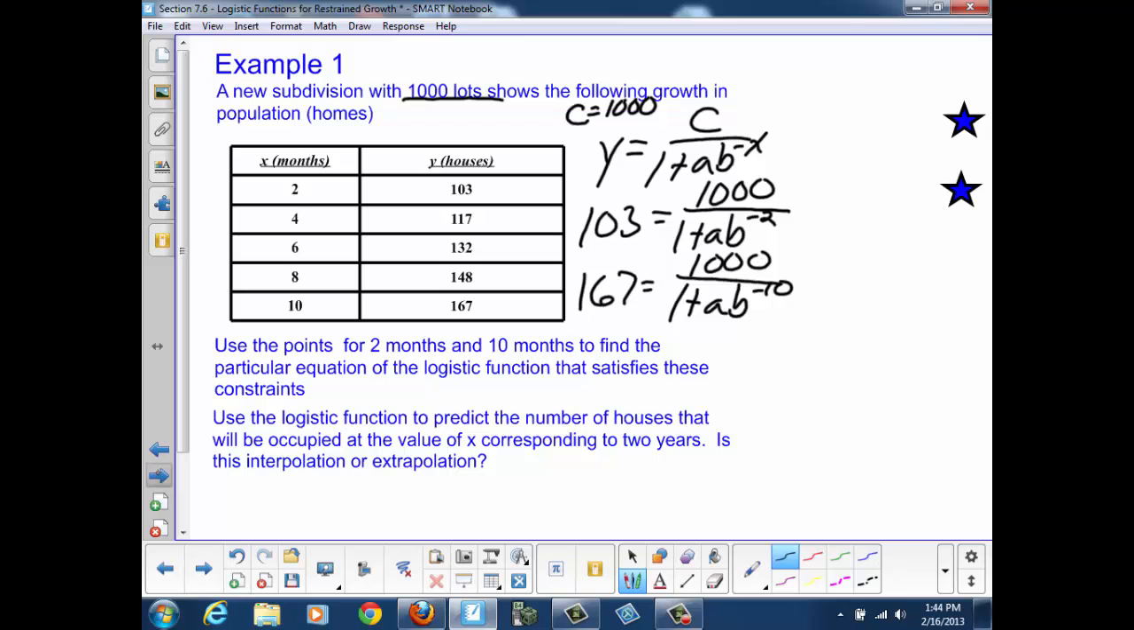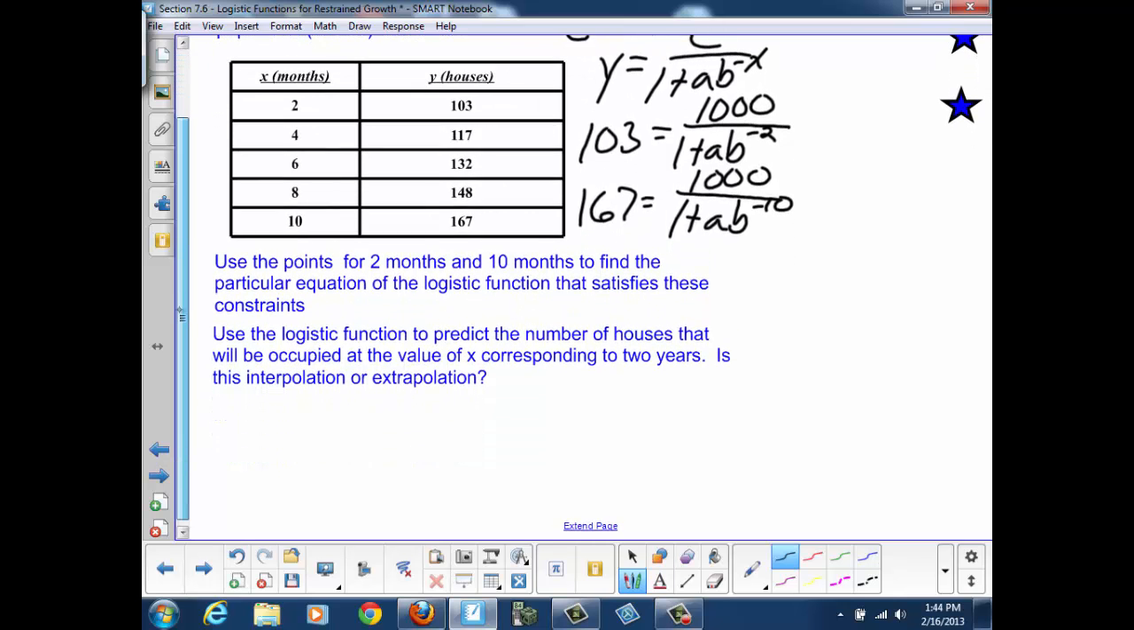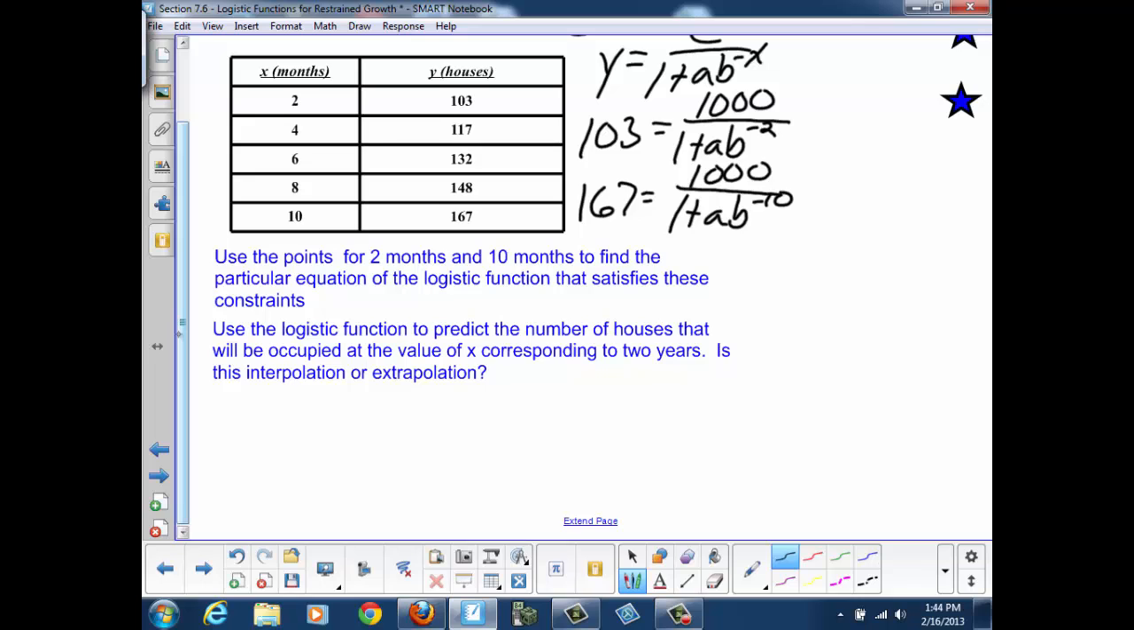Now, we need to use these 2 equations with 2 unknowns and solve, so we're going to have to use our techniques, either elimination or substitution. Elimination, well, let's see where these 2 equations lead us. Let's start by moving our variables out of the denominator for each of these expressions. So I'm going to multiply my first equation by 1 plus ab to the negative 2 on both sides.